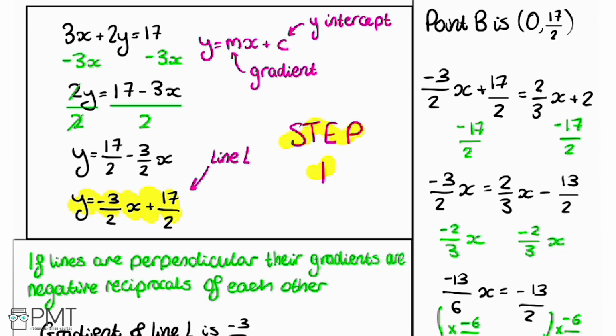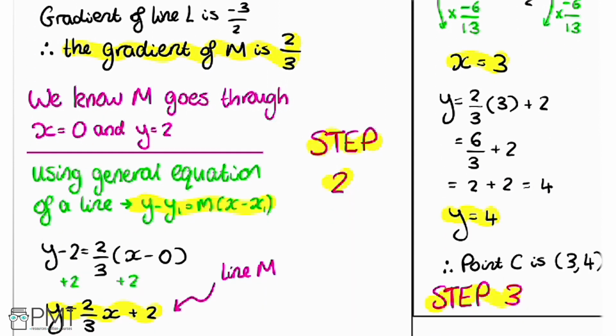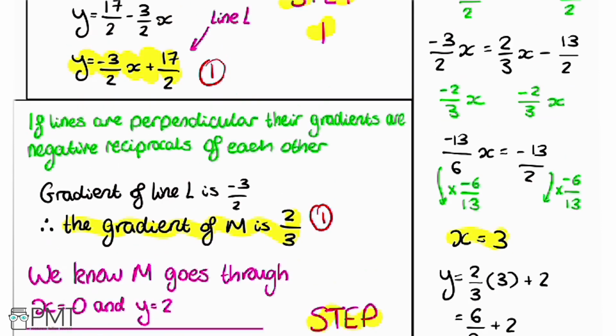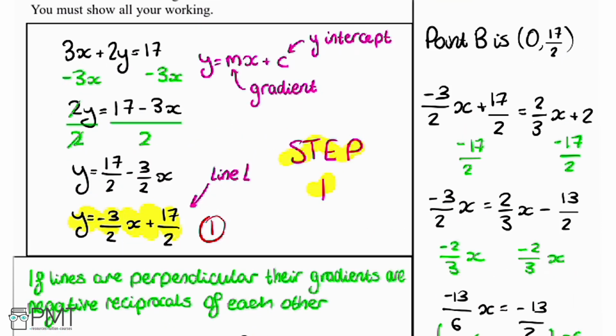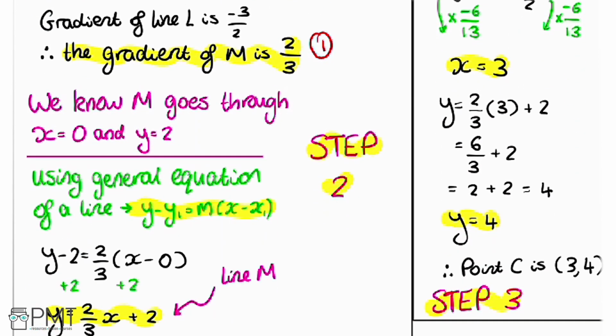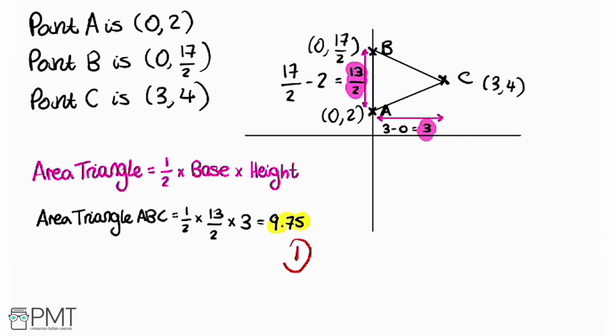So we get our first mark for getting down to here and working out that the gradient of line L is minus 3 over 2. We get the second mark for carrying on from that to work out that because they're perpendicular, the gradient of M is the negative reciprocal, so 2 over 3. We get the next mark for finding out that the point B is (0, 17 over 2). We get our next mark for working out the point C being (3, 4), and the final mark for the correct area of 9.75.